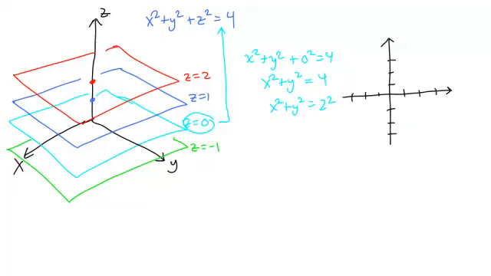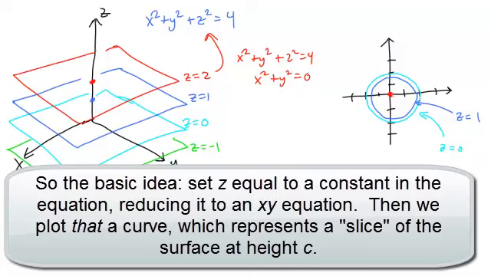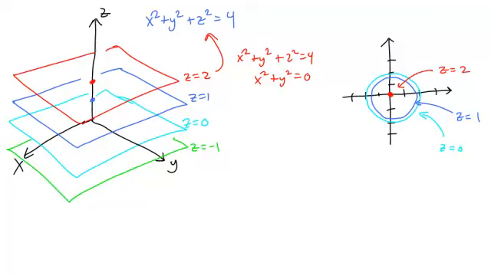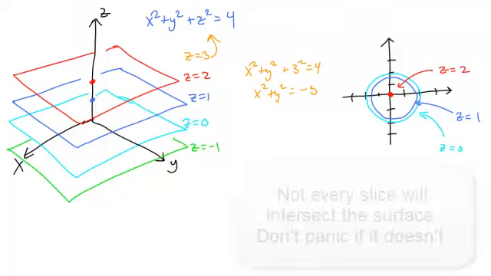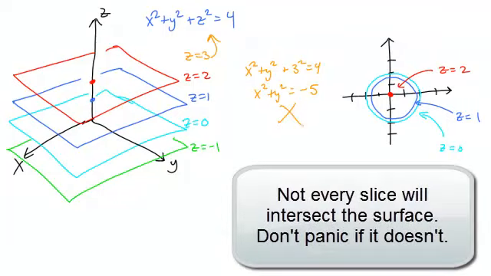That's a circle of radius 0, which means the minute I get up to height 2, I just see a single point. There's only one dot at this particular height right here. In fact, if I tried to go any higher, say height z equals 3, and plug it into here, we'd get x squared plus y squared plus 3 squared is equal to 4, or x squared plus y squared is equal to negative 5, and that's just not going to give me any points at all.